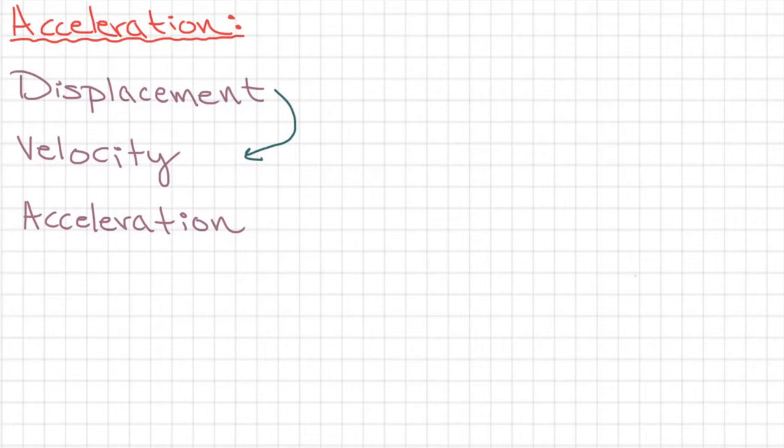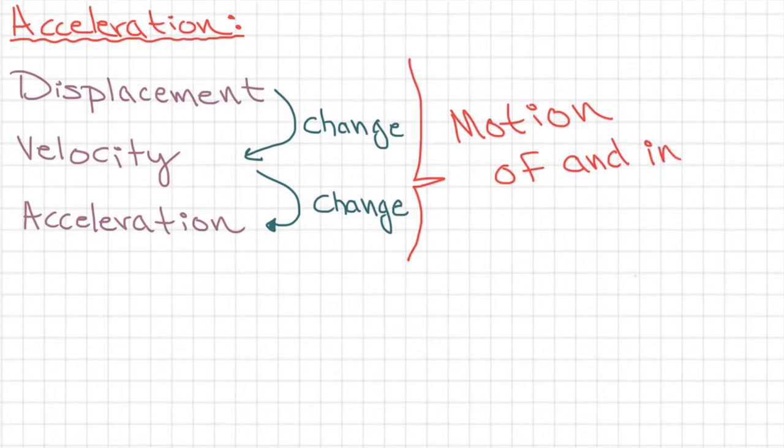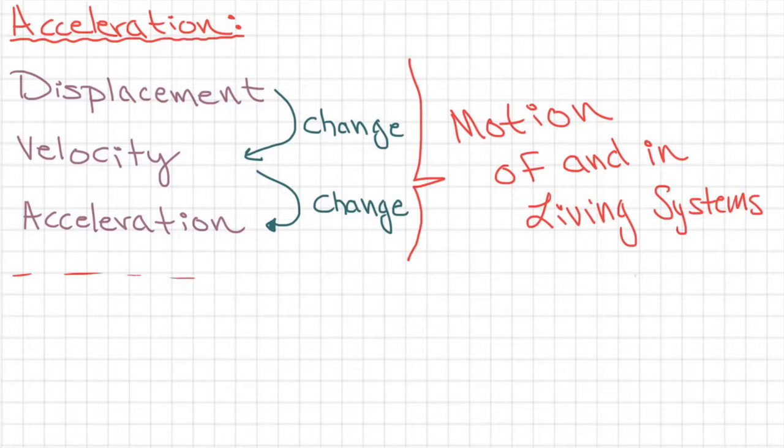So the change in position, which is displacement, gives you velocity. The change in velocity gives you acceleration. And with these three fields, we cover most of the motion that you need to know for the MCAT. And this could be a property of a living system, or how things move in and out of a living system. So these are your big three: displacement, velocity, and acceleration. So it's a good way. We can also look at it in the other direction.